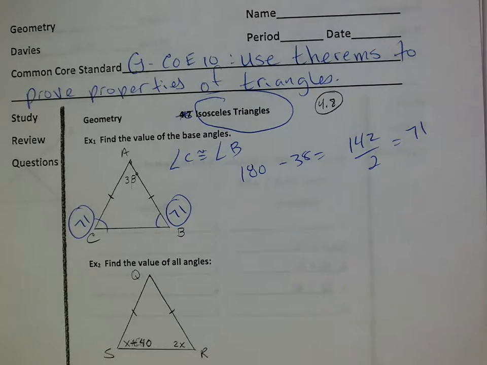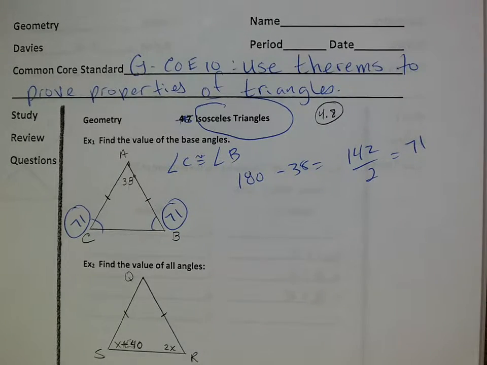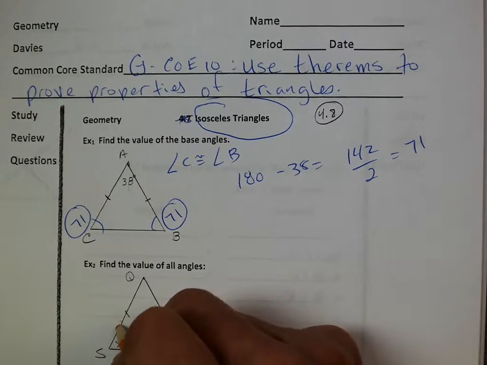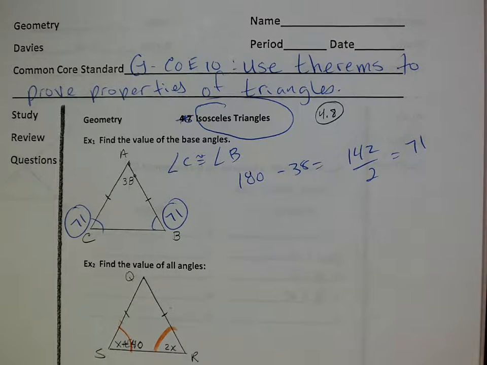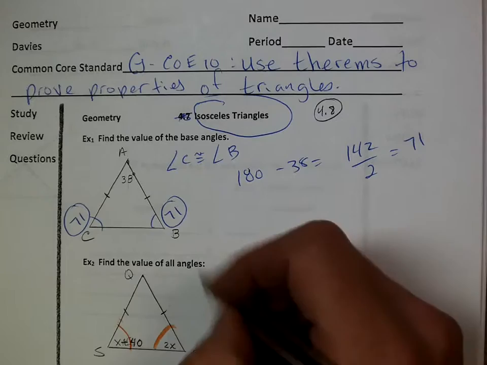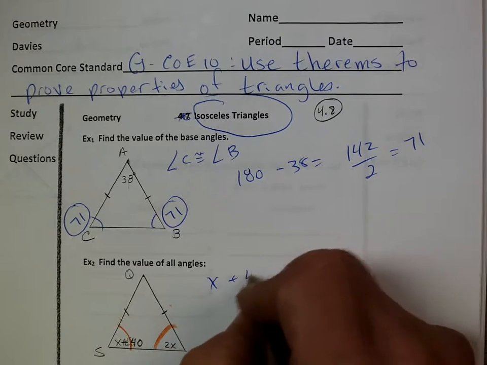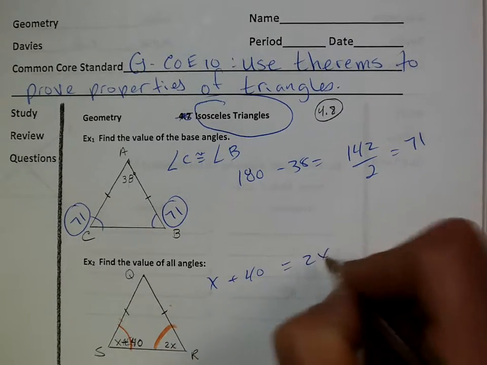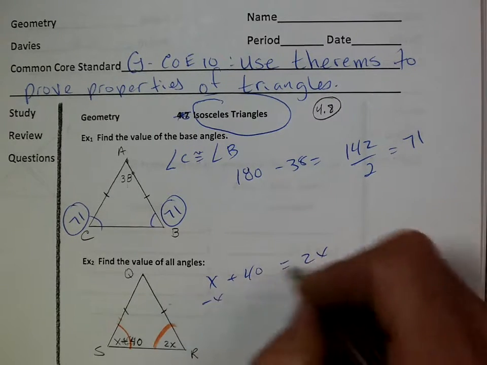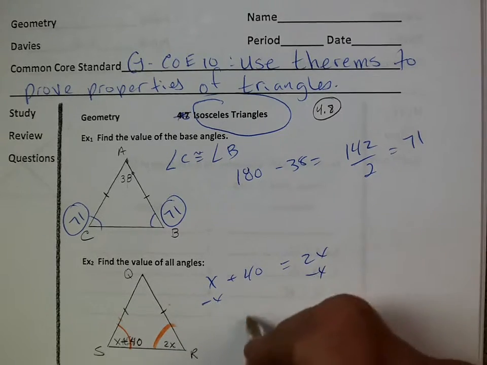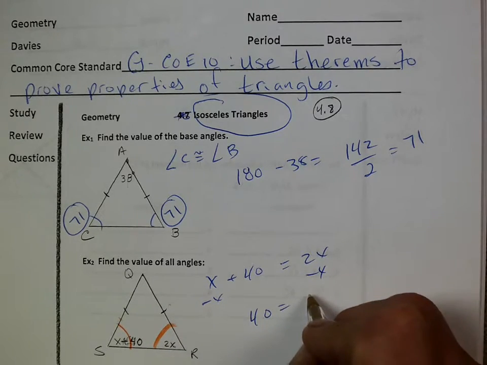Thank you. Okay, example 2. So same thing. If this side is equal to this side, then this angle is equal to this angle. We know that by the base angles theorem. Base angles of isosceles triangles are equal. So I'll just go x plus 40 equals 2x, right? All right. Minus x, minus x.